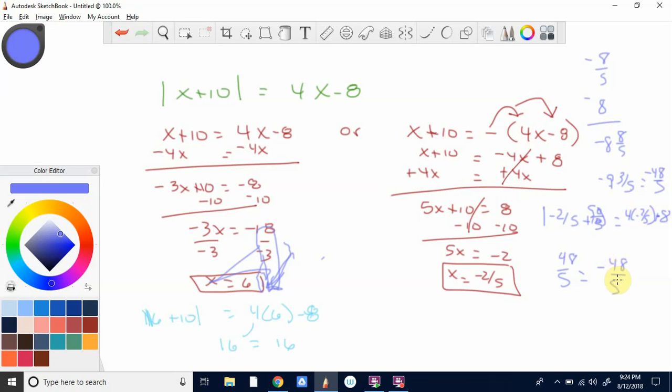Do these two equal? No, one's positive, one negative. They totally have different values. So these don't equal. Guess what this is? It's not a solution. It's an extraneous solution. So my only answer for this one is x equals 6. Stop the video, do guided practice 4A, 4B, check your answers, and we will see you in class.